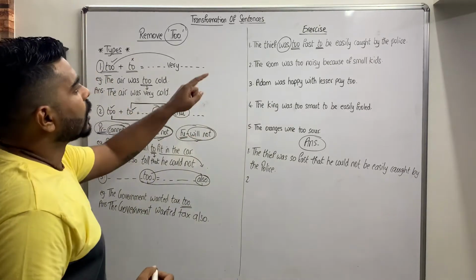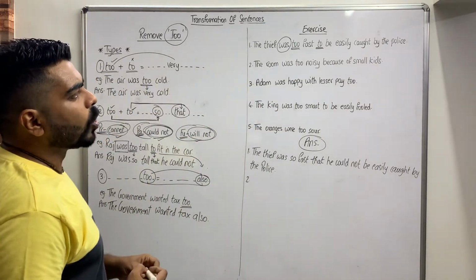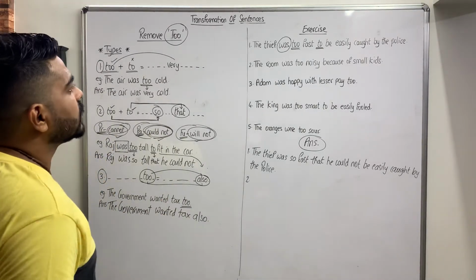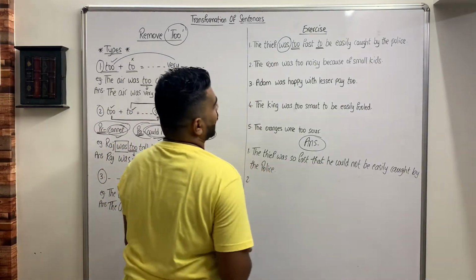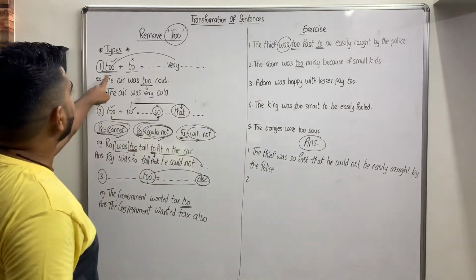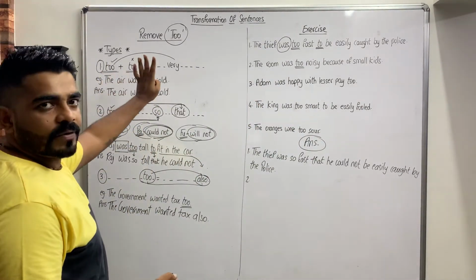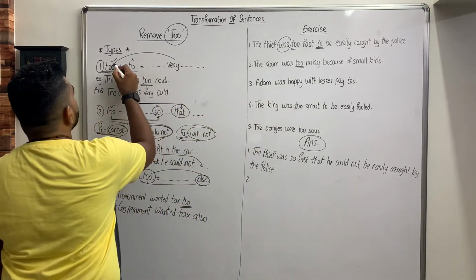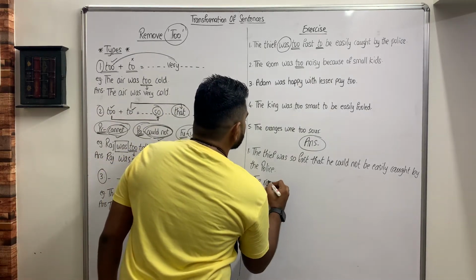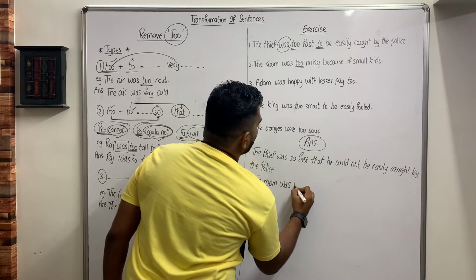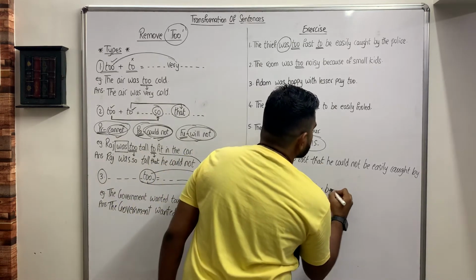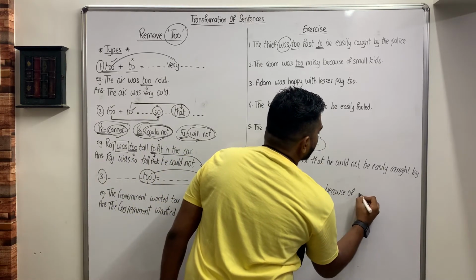Second: The room was too noisy because of small kids. The room was too noisy. Now, leave aside that the room is noisy; here we have to look at TW2. TW2 is given, TO2 is not given in this. So it belongs to type 1, where TW2 is given, TO2 is not given. Okay? So what we have to do is simply remove TW2 and add "very" in the same place. So the room was very noisy because of small kids.